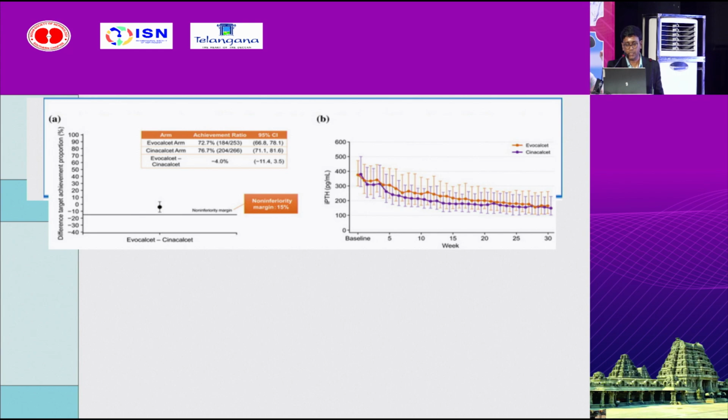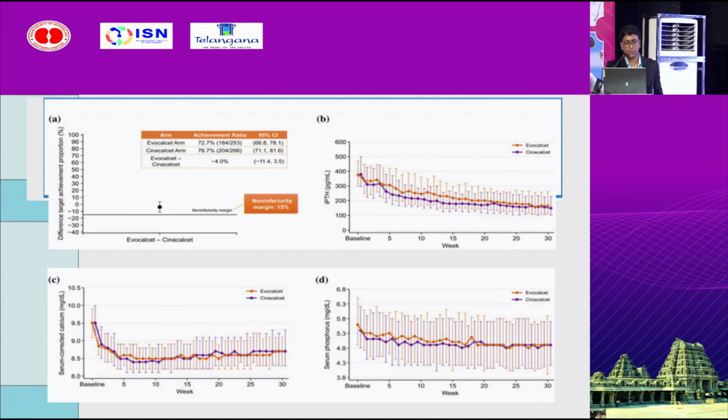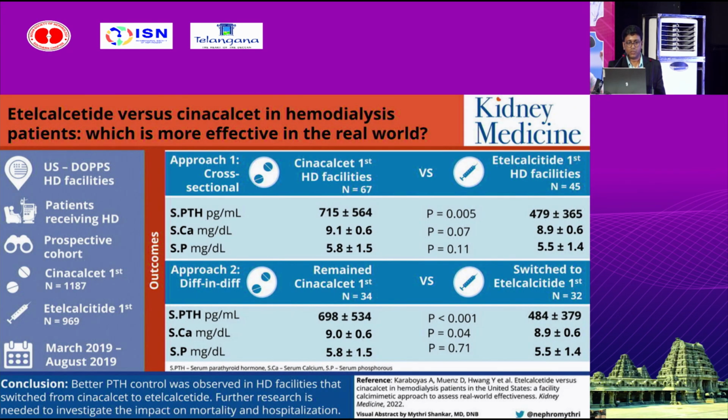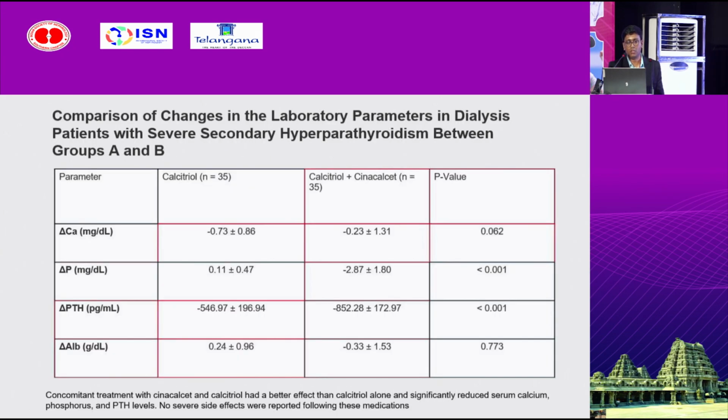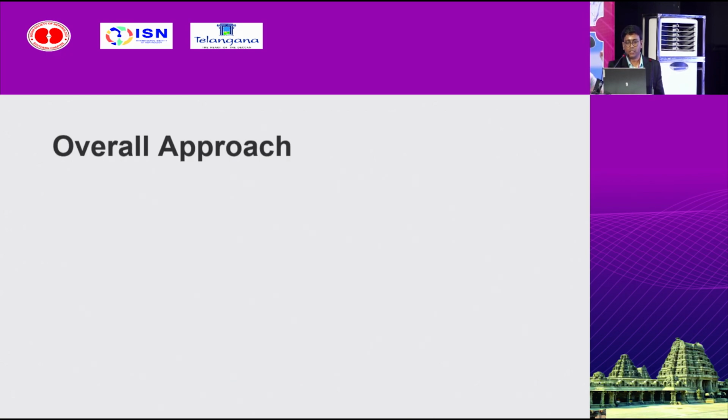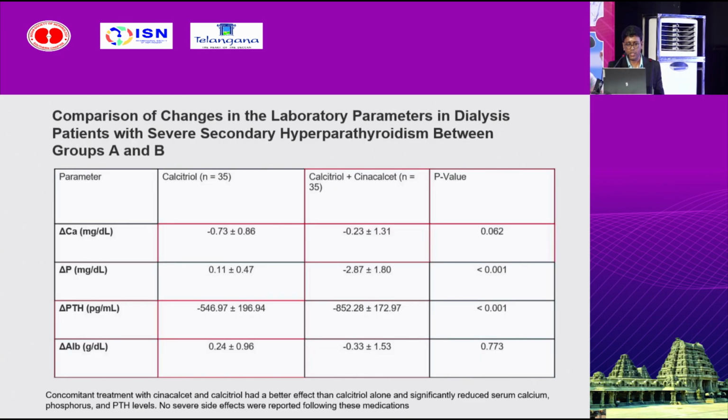And between evocalcet and cinacalcet, it showed that evocalcet was non-inferior to cinacalcet, and the effective achievement rate was 72.7% in the evocalcet group compared to 76.7% in cinacalcet. So one more, etelcalcetide: in HD facilities which used etelcalcetide as the first regimen, there was significant reduction of PTH level compared to cinacalcet first in HD use. This was use of calcitriol plus cinacalcet. The group which used calcitriol plus low dose cinacalcet, there was significant reduction of calcium, phosphorus, and PTH levels.